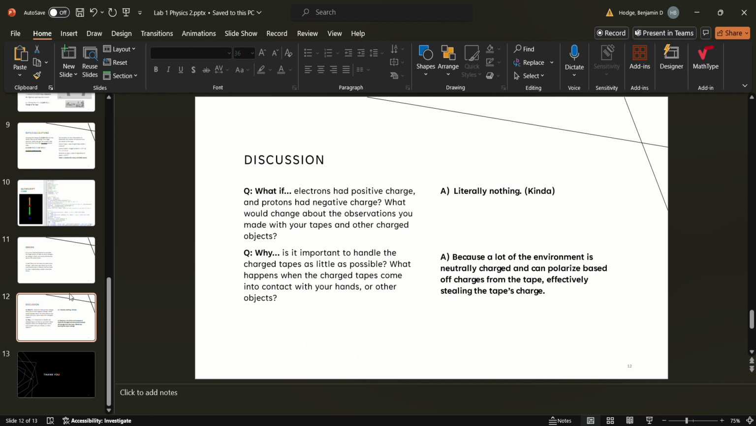Another question, why is it important to handle the charged tapes as little as possible? That's because there's a lot of factors going into the fact that when you touch the tape, you're transferring charge from your neutral body, potentially, to it, and that causes it to lose charge and you to gain some charge, meaning that the inaccuracy between the two tapes is going to be much higher because of that. It can polarize and effectively steal the tape's charge. So that's the main thing.